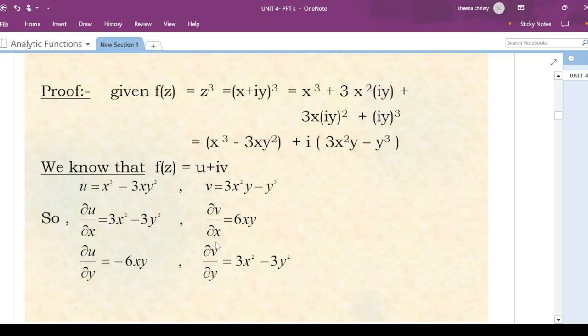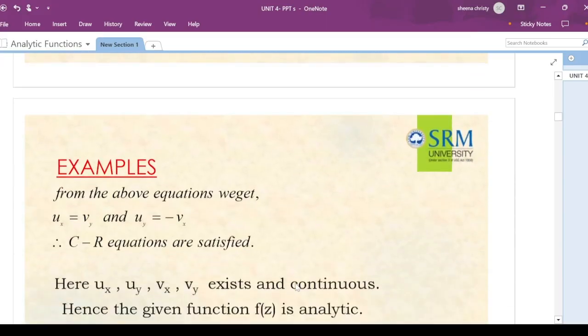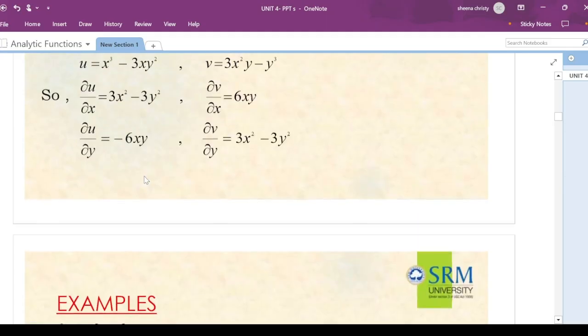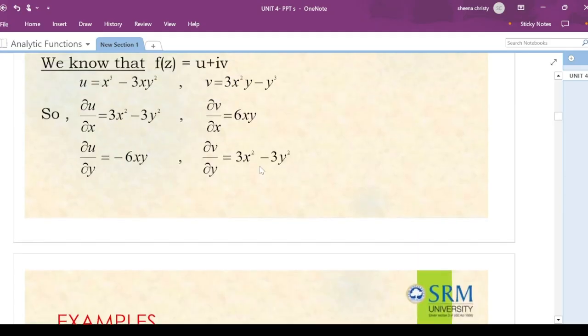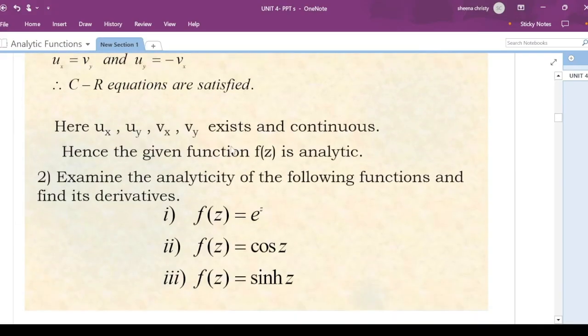Likewise, differentiating v with respect to x, the first term has the x term, so you are having 6xy. The second term is going to be 0. Differentiating v with respect to y, the differentiation of y is 1, so 3x² − 3y². Now, checking the CR equations, you are having ux = vy and uy = −vx. So, the CR equations are satisfied. Therefore, we can say that the function f(z) = z³ is an analytic function.